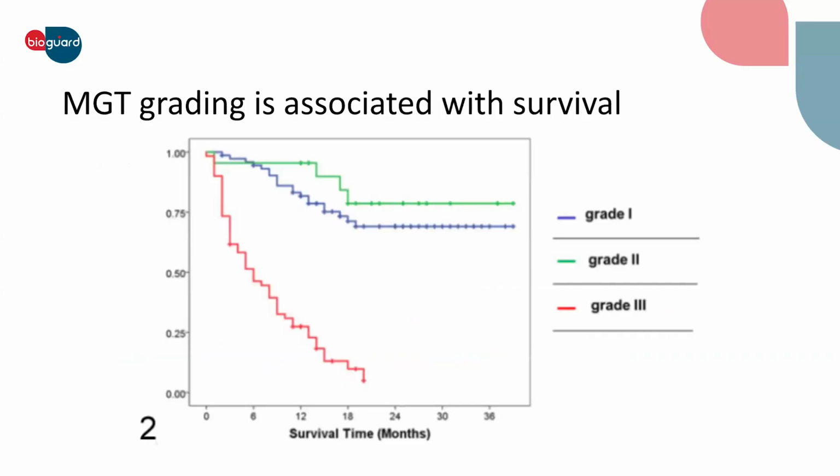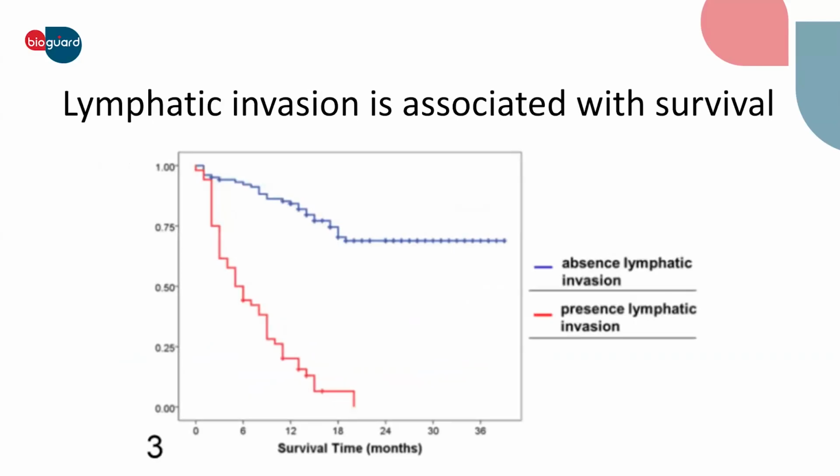The grading is associated with survival time. We can notice that the grade 3 malignant tumor has the shortest survival time, which is this orange line here. And lymphatic invasion is associated with survival. You can see that the presence of lymphatic invasion has a shorter survival time.